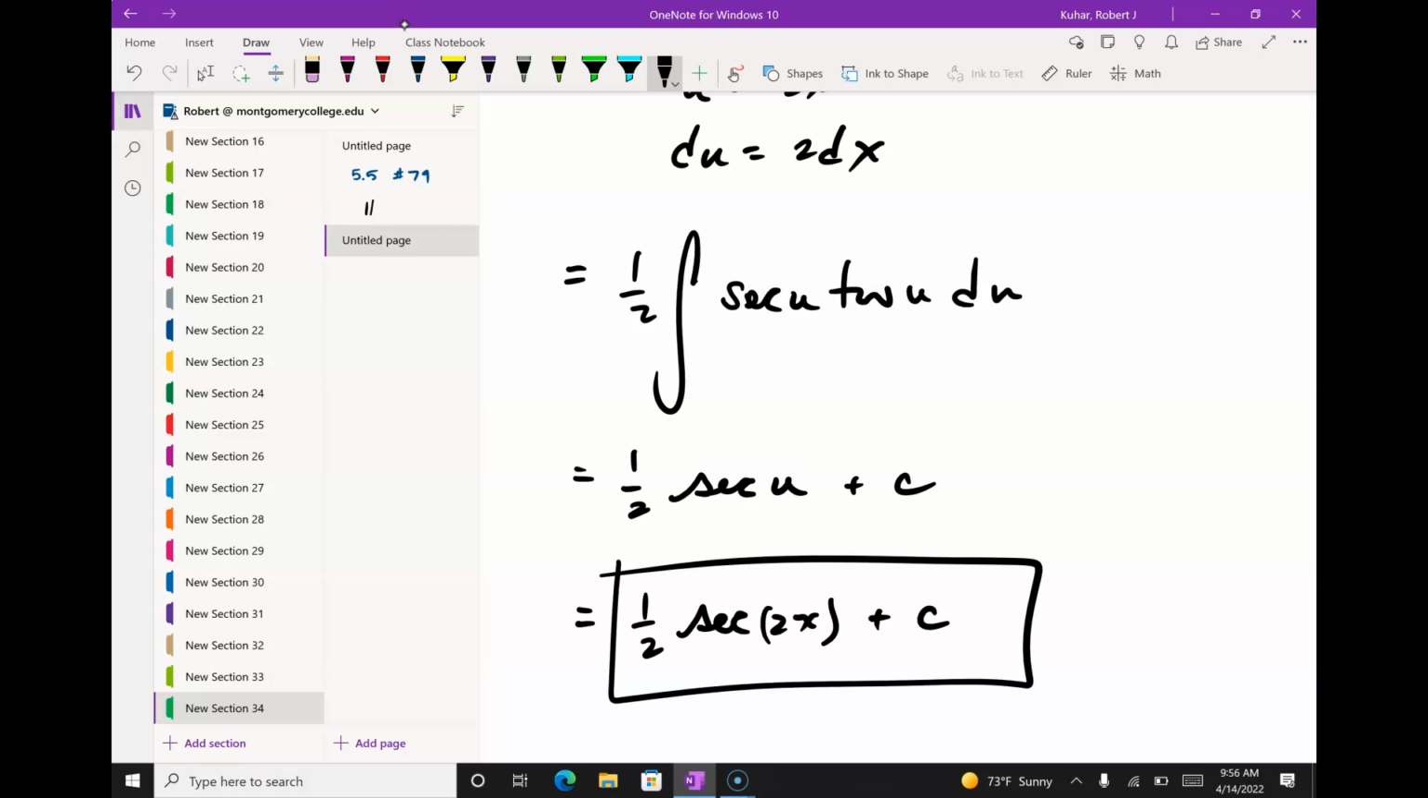When you're good enough, you can see that you probably don't even need to use sub, but to get the 1/2, I think it's still safer just to do that. If you see a messy inside, chain rule's happening.